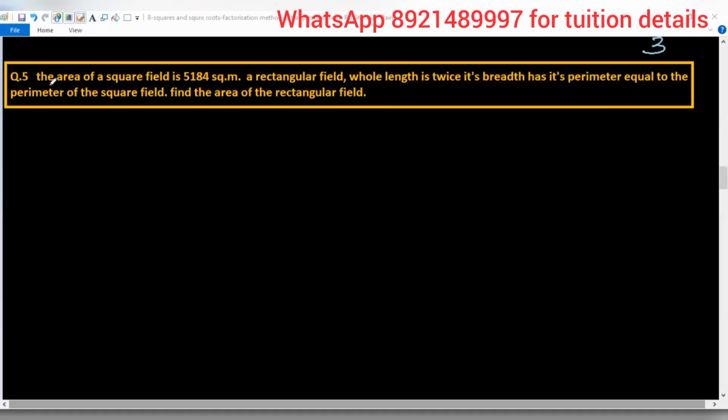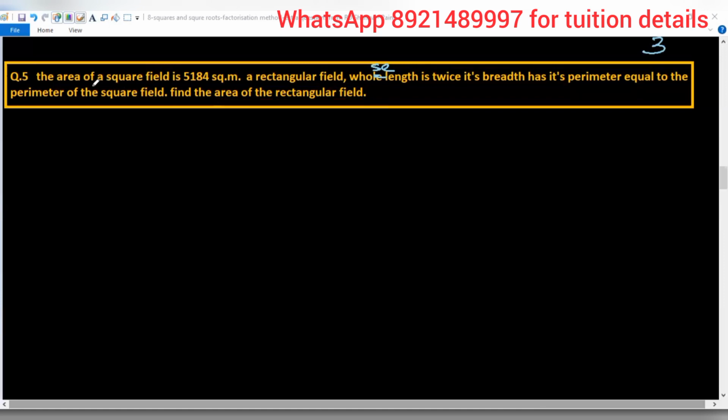This is our fifth question. The area of a square field is 5184 square meters. A rectangular field, whose length, okay, there is a correction, whose length is twice its breadth, has its perimeter equal to the perimeter of the square field. Find the area of the rectangular field.